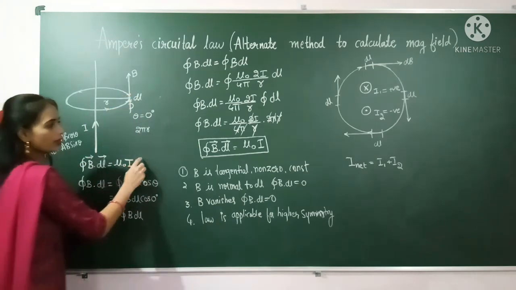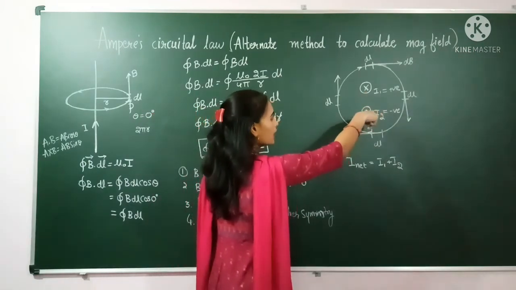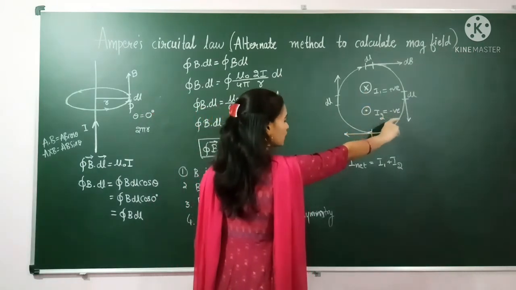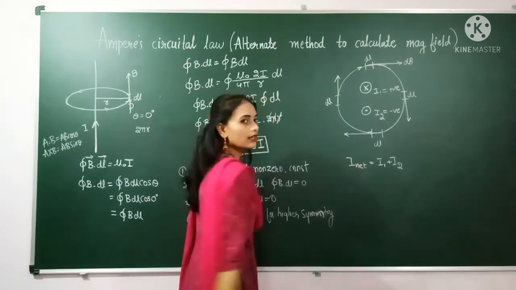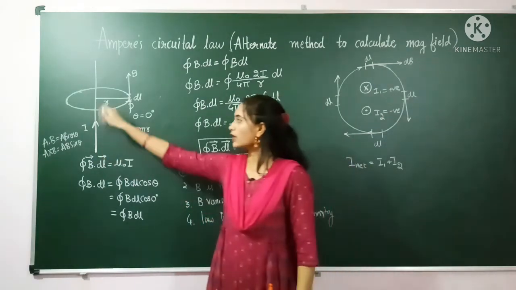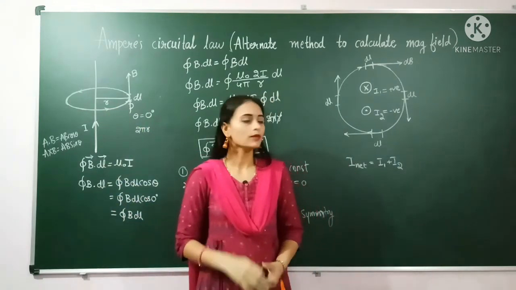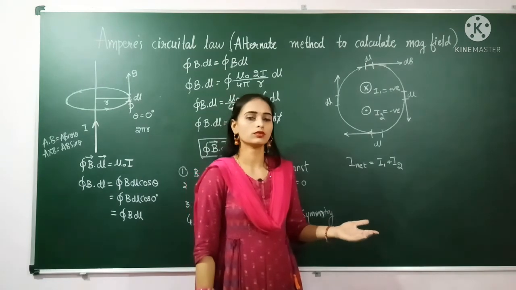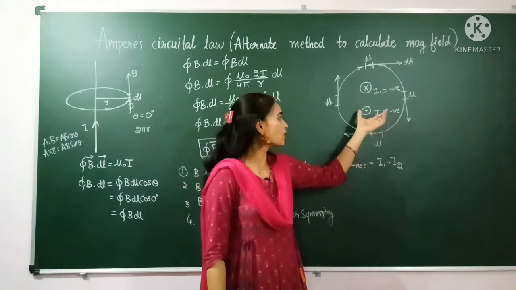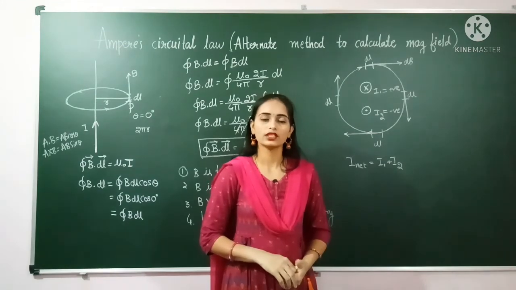So if you want to calculate the net current, you have to use this method, determine the direction of the current, take positive and negative currents, and then you will get the net current. Here we have taken a single wire, so there is no issue of positive and negative current. If there is more than one wire, then you have to go for this method. So this is all about Ampere's circuital law.